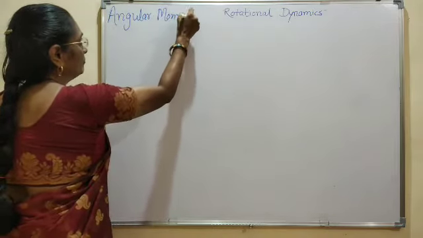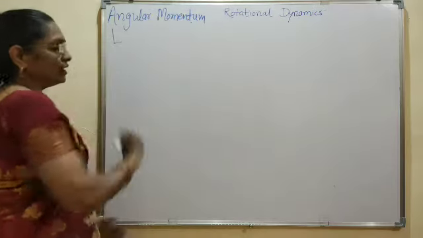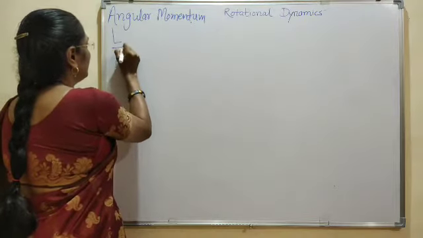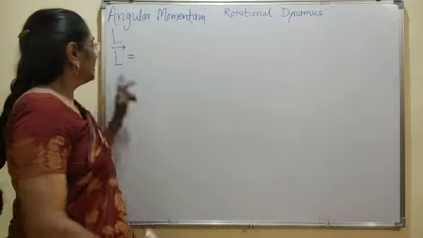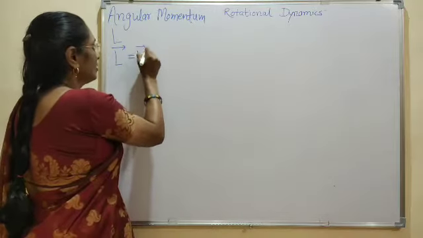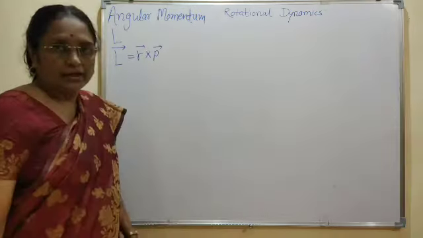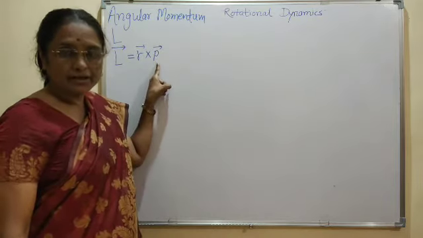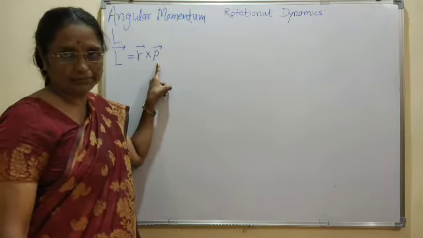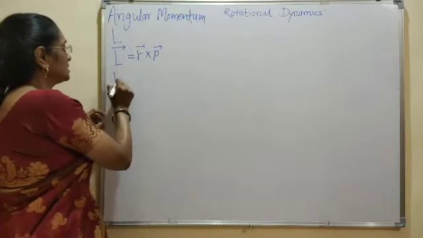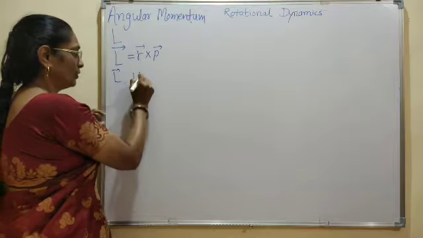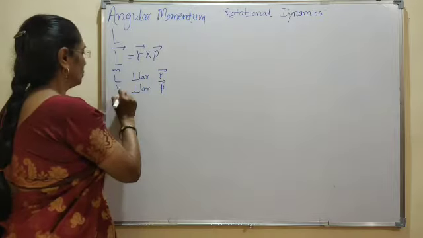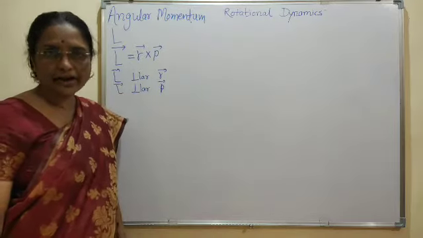Angular momentum is denoted by L, and its expression can be written as, we have to recall this point, vector L is equal to r cross p. It is the vector product of perpendicular distance and linear momentum of that particle. This L is perpendicular to r, it is perpendicular to p also. So its direction can be determined by the right hand thumb rule.